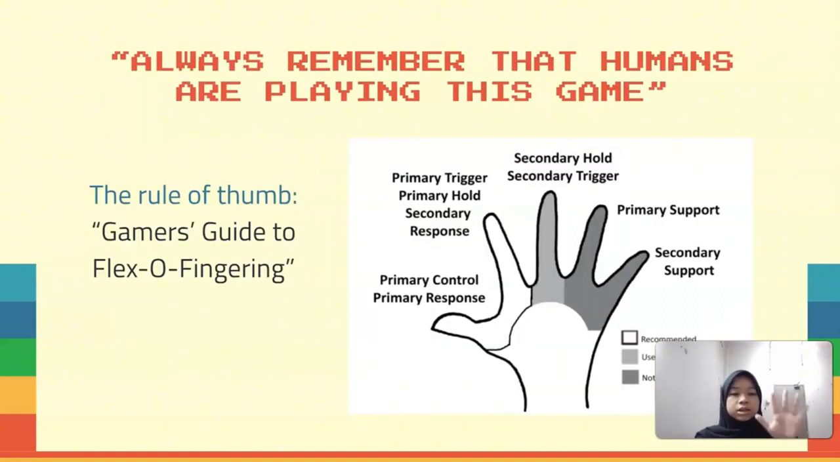So this is how you control your hands by using the rules of thumb. Gamer's Guide to Flex or Fingering. So this is our hand. The thumb is the most flexible with reach, good for steering and fast response. The index is strong and fast, used for response or hold moves. The middle is weaker but still usable for hold moves, with decent reach. The ring is weak with poor reach but better for stabilization use. And the pinky is mostly for support only.